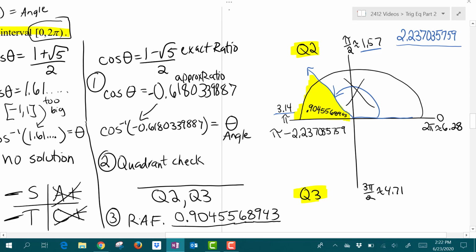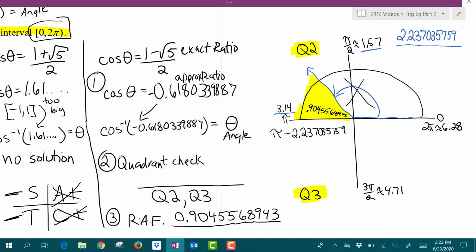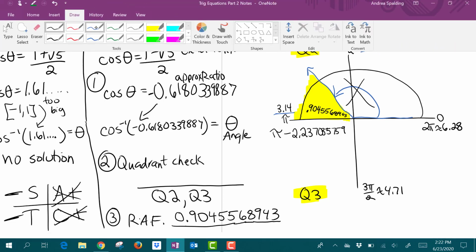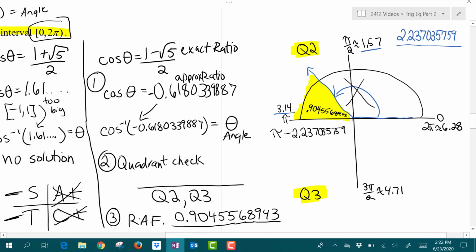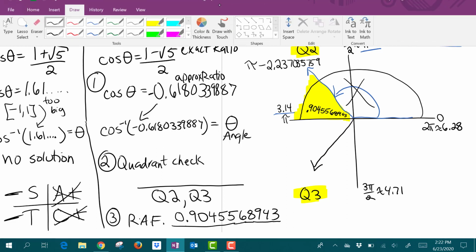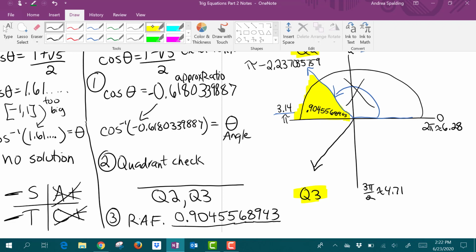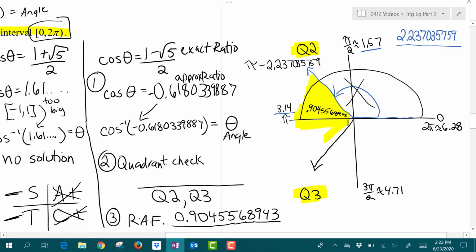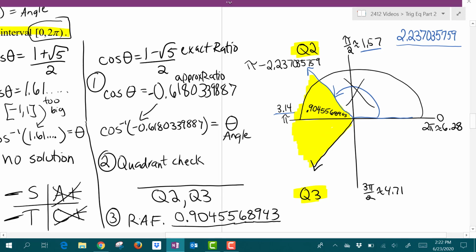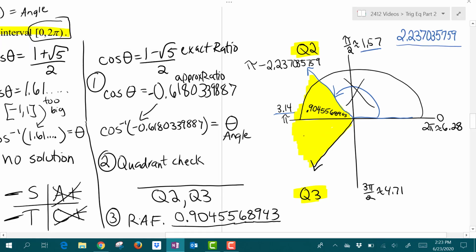Remember, the whole point of that is to figure out what is our quadrant 3 angle. The only thing we know about our quadrant 3 angle that we're looking for is that it has the same reference angle as the quadrant 2 angle. So I'm going to draw a quadrant 3 angle, and I'm going to copy and paste that yellow distance from the x-axis in quadrant 2, and copy that as the distance from the x-axis into quadrant 3.